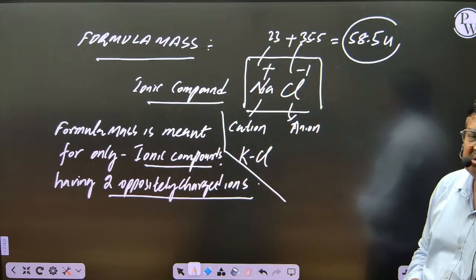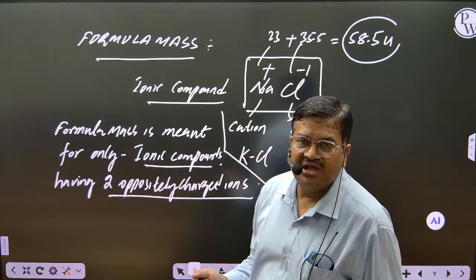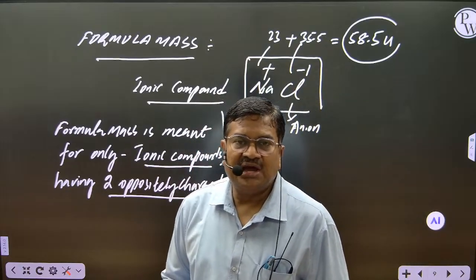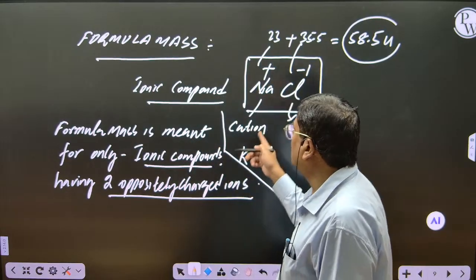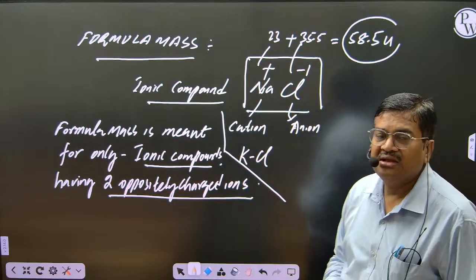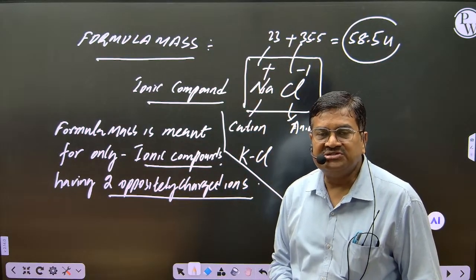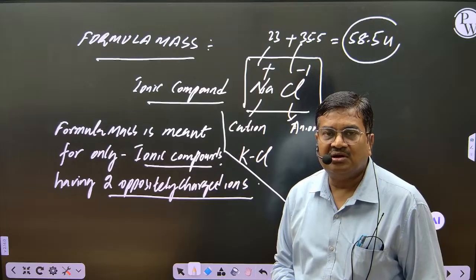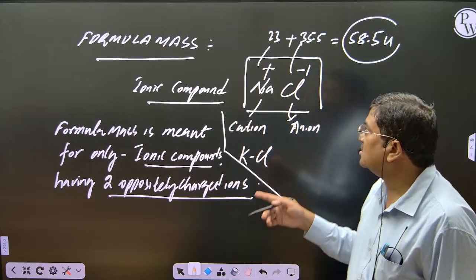Understood? So formula mass, for whom it is applicable: in the exam, if they ask, in the options you have to choose an ionic compound. Ionic compounds like NaCl, KCl, K2SO4, Na2SO4, not covalent compounds. Understood? Simple.